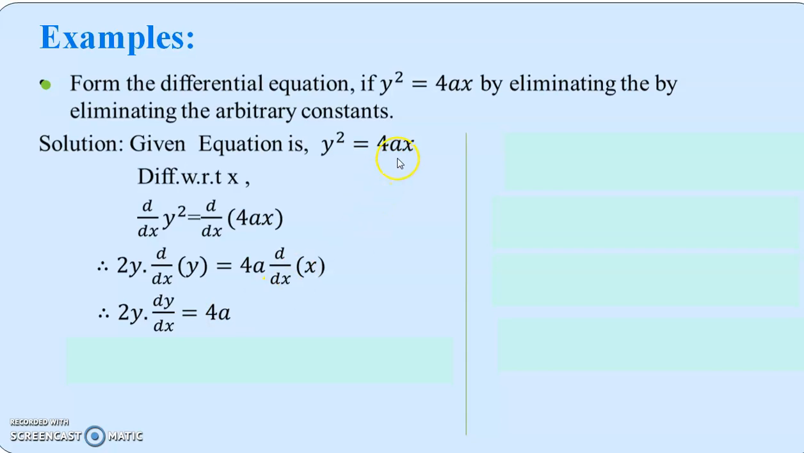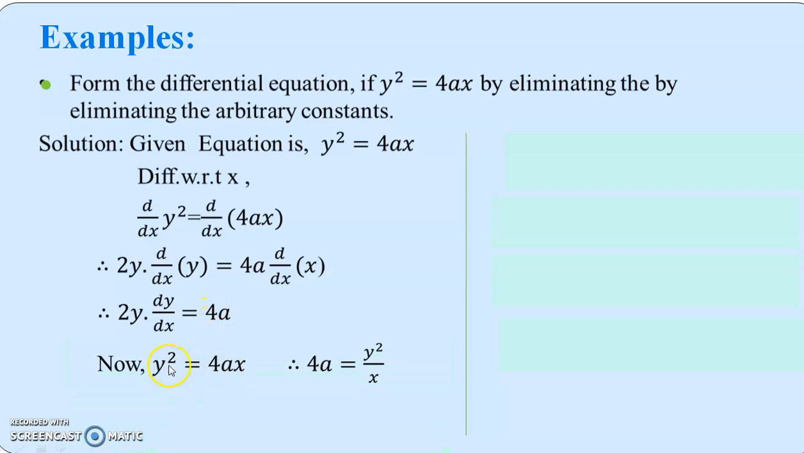So there is only one arbitrary constant. a is the arbitrary constant, only one arbitrary constant. So we take the derivative only once. Now after taking the derivative, the next step is we have to eliminate this arbitrary constant.